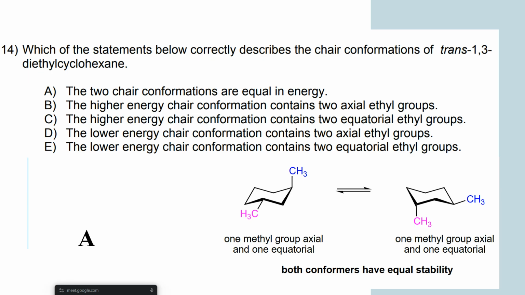So in both the cases, one methyl group will be in axial position and the other methyl group will be in the equatorial position. Hence, the amount of 1,3-diaxial interaction in these molecules will remain the same. This is why we can conclude that both conformers will have equal energy and hence they will be equally stable.